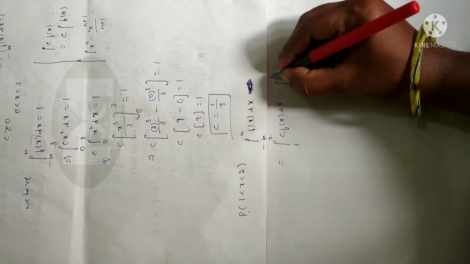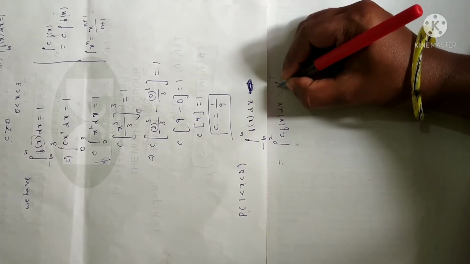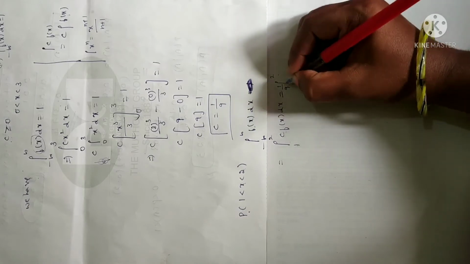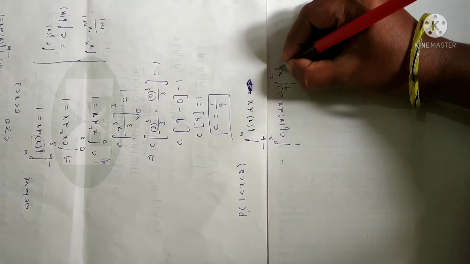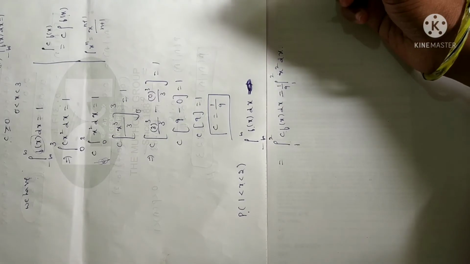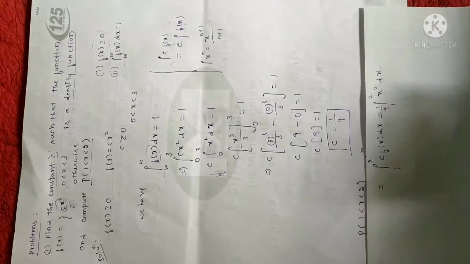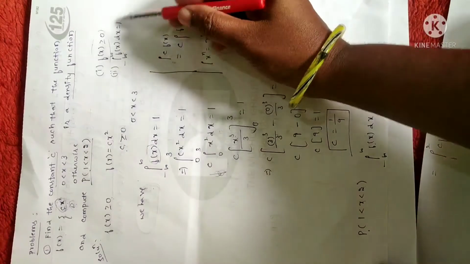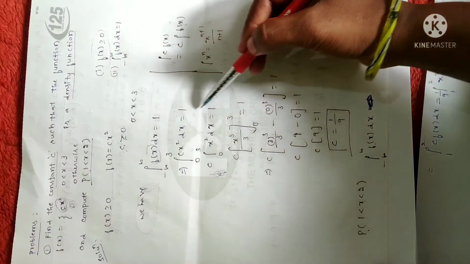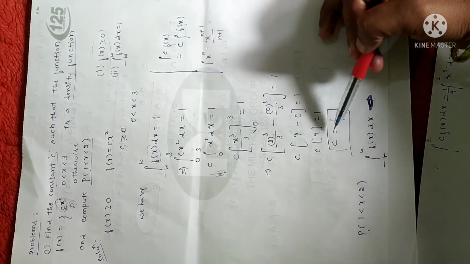So I can write this as the integral from 1 to 2. C is 1 by 9, and since it is a constant, I can take it outside of the integration: 1 by 9 into x square into dx. Clear? I'll just repeat once again. To find the value of c, you need to use the second condition as it is, so that equating LHS and RHS, you will get the c value.